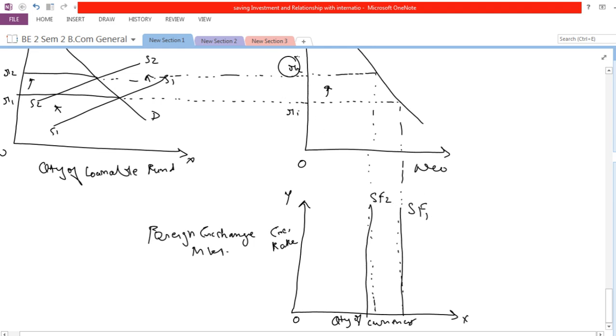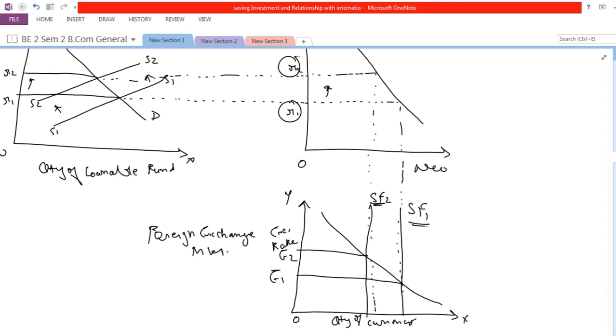Now when the rate of interest was R1, the supply of foreign exchange would be SF1, whereas when the rate of interest increases to R2, the supply of foreign exchange reduces from SF1 to SF2, and here we also find that there is a negative relation. When more supply is there in the market, the exchange rate was E1, and when the supply reduces, the exchange rate moves upward and is established at a higher level.